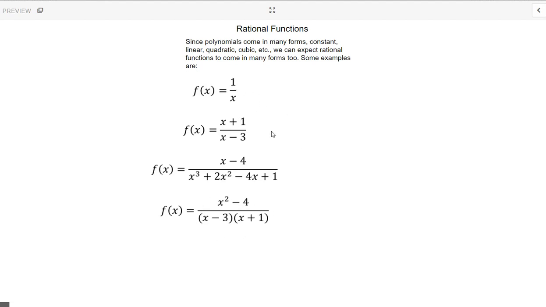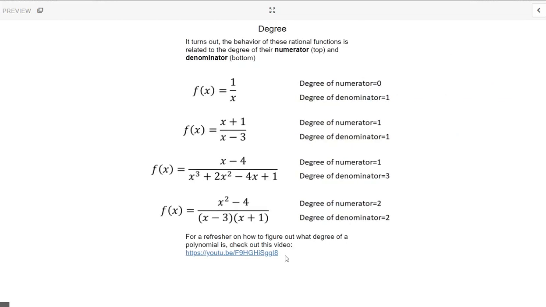Anytime you see something like this, where you have a polynomial divided by another polynomial, you are looking at a rational function. And if you need some review on how to tell the degree of a polynomial, because that's going to be important a little later on, you can watch this link right here. It's a good explanation of how to find the degree of a polynomial, which will tell you the degree of the numerator and the denominator polynomial. Remember, the numerator is the top part, the denominator is the bottom part.